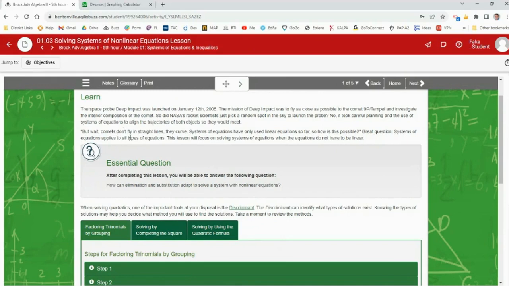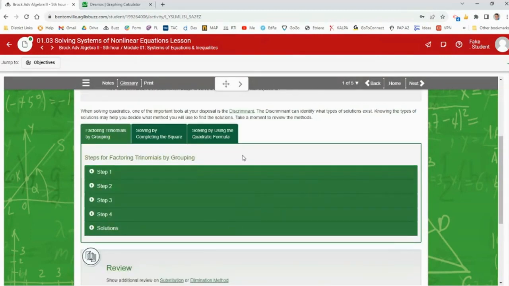But wait, comets don't fly in straight lines, they curve. That's correct. Systems of equations have only used linear equations so far, so how's this possible? So great question. Systems of equations don't apply to just linear equations. We can do systems of equations with curved lines. So this lesson is going to focus on solving systems of equations when they're not straight linear lines. All right, we have one essential question. How can elimination and substitution adapt to solve a system with nonlinear equations?